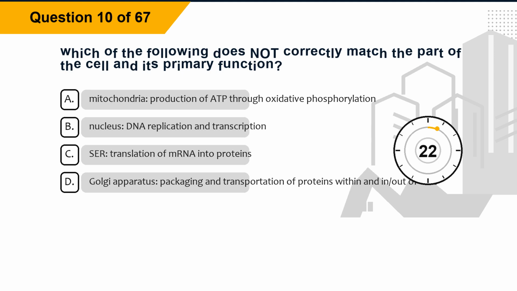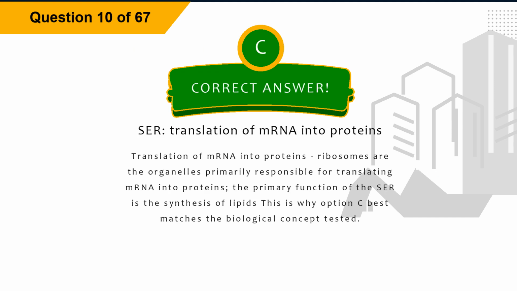Question 10. Which of the following does not correctly match the part of the cell and its primary function? Option A, mitochondria, production of ADP through oxidative phosphorylation. Option B, nucleus, DNA replication and transcription. Option C, SER, translation of mRNA into proteins. Option D, Golgi apparatus, packaging and transportation of proteins within and in/out of cells. The correct answer is option C, SER, translation of mRNA into proteins. Explanation. Ribosomes are the organelles primarily responsible for translating mRNA into proteins. The primary function of the SER is the synthesis of lipids. This is why option C best matches the biological concept tested.